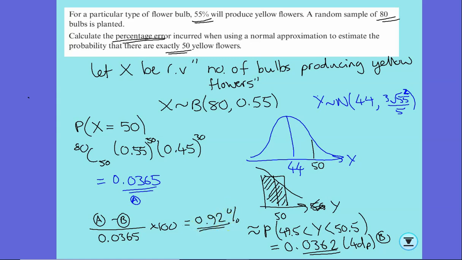So it's less than 1% out. So that is why we consider this a useful tool to use. Why we don't just use the binomial, we can use a normal approximation.